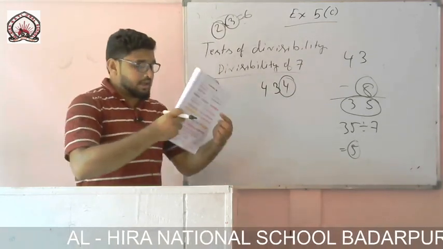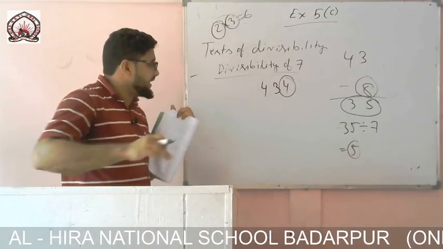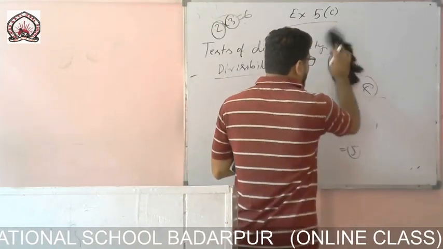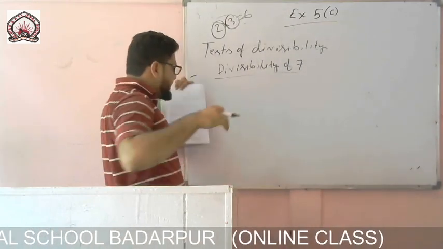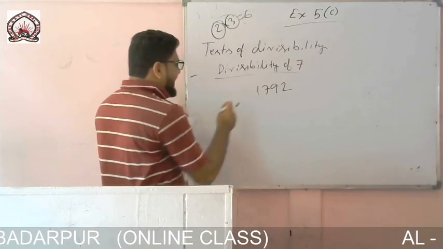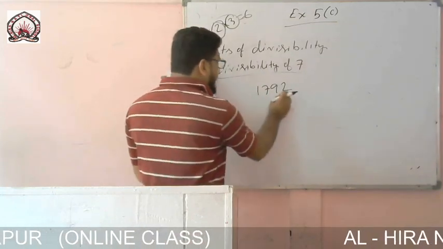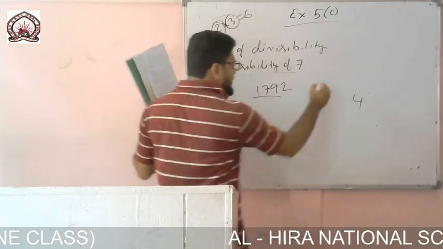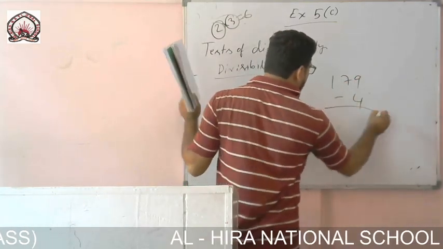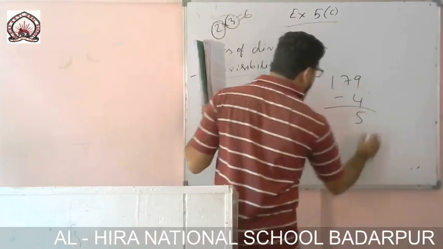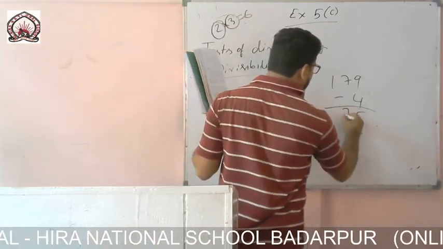Then one more example is given. You see, it's a big number, 1792. Double the last digit, 2, and it becomes 4. Then the rest that remains is 179. So subtract it: 179 minus 4. 19 minus 4, 9 minus 4 is 5, and 7 remains.